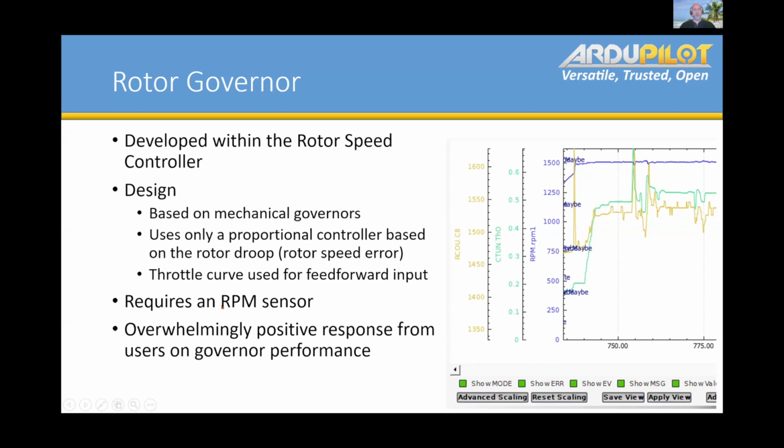Again, it requires an RPM sensor, but that's fairly cheap for the huge capability it provides, and there was definitely an overwhelming response from the users on the governor performance. They really loved it.